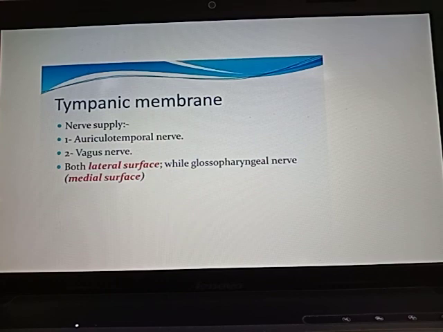So irritation of the anterior part of the tympanic membrane produces spasm of the muscles of mastication, and irritation of the posterior part produces irritation of the vagus nerve. So this causes sneezing, coughing, vomiting due to vagus supply. And the inner surface, the mucosal surface, is supplied by the glossopharyngeal nerve.